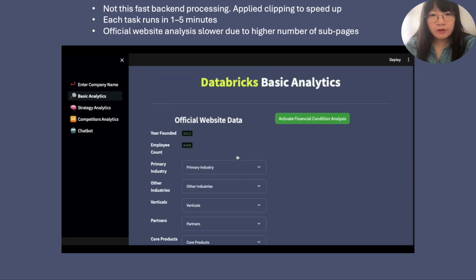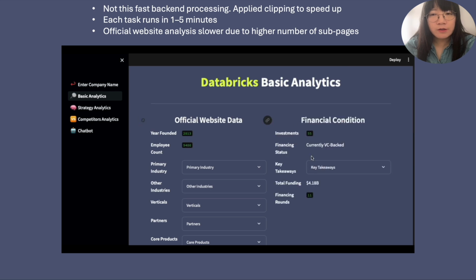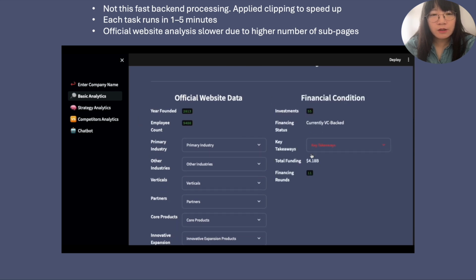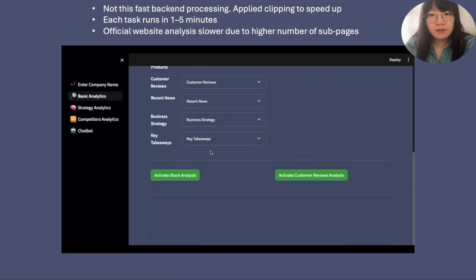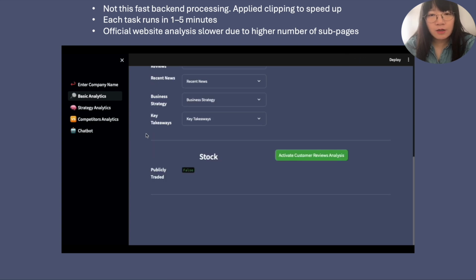For financial situation, we want to analyze how many financing rounds and the total funding received. Also, the news related to the financial situation to have a clear view of its financial health and growth trajectory. For stock information, we want to know the stock price so that we can get some market value. Databricks isn't publicly traded yet, but it can show stock information for other publicly listed companies.